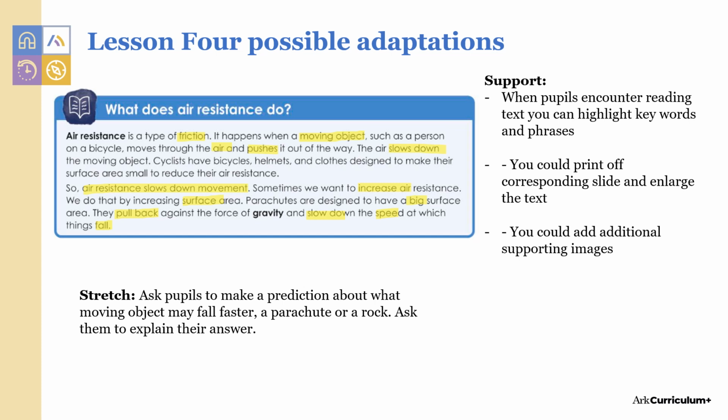Stretch pupils by asking them to make a prediction about which moving object may fall faster, a parachute or a rock. Ask them to explain their answer.